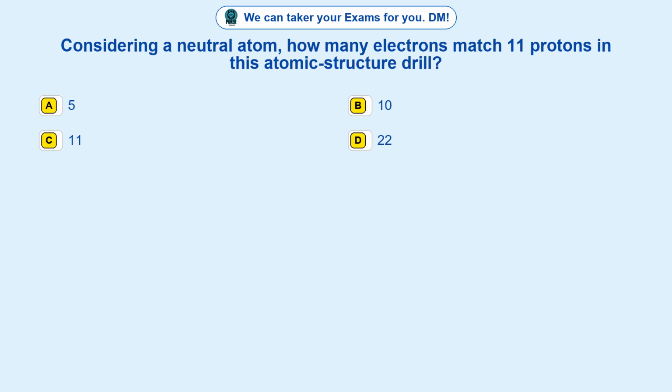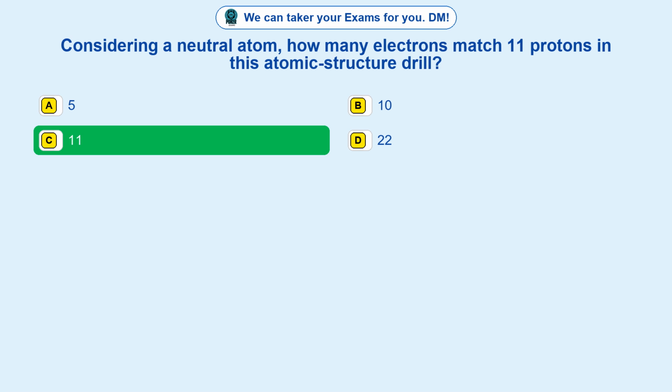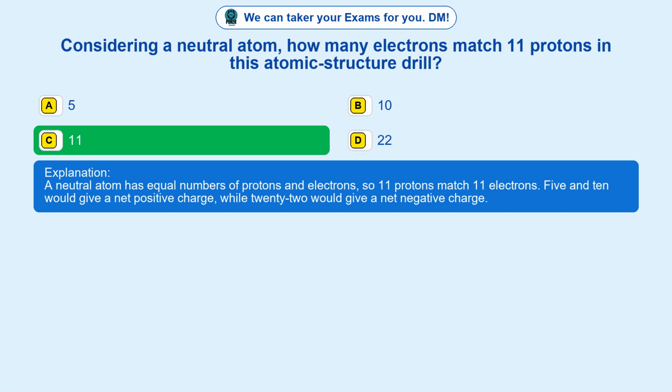Question 32. Considering a neutral atom, how many electrons match 11 protons in this atomic structure drill? Option A, 5. Option B, 10. Option C, 11. Option D, 22. The correct answer is option C, 11. A neutral atom has equal numbers of protons and electrons, so 11 protons match 11 electrons. 5 and 10 would give a net positive charge, while 22 would give a net negative charge.